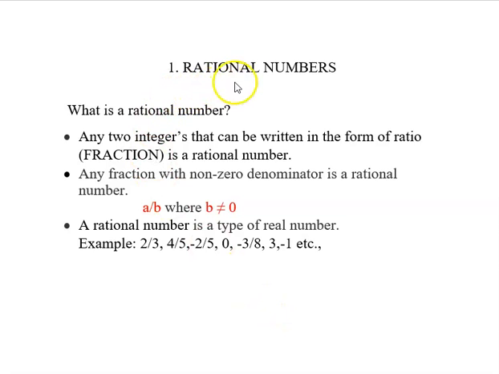In this video, we are going to see about rational numbers. What is a rational number? Any two integers that can be written in the form of a ratio, that is a fraction, is a rational number. Any fraction with a non-zero denominator is a rational number.